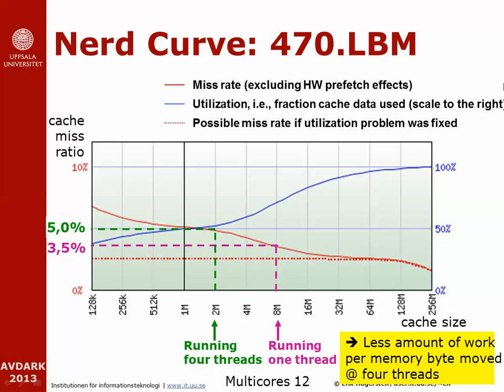And the take-home message here is that you're going to be able to perform less useful work per byte moved to and from the DRAM when you have 4 threads, the green line here, compared with when you have 1 thread running, which is the purple line.